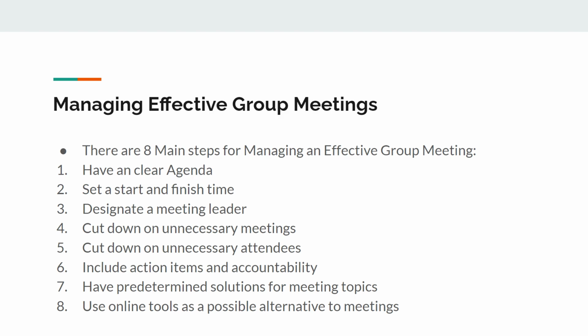Number 7, have predetermined solutions for meeting topics. You should come to meetings prepared. For example, you should come with solutions for the topics listed in the agenda. This will help speed up the meeting.